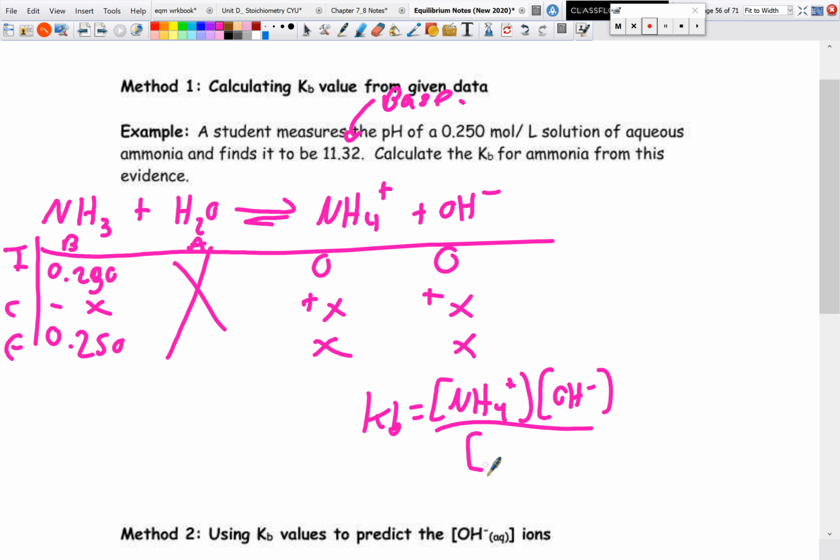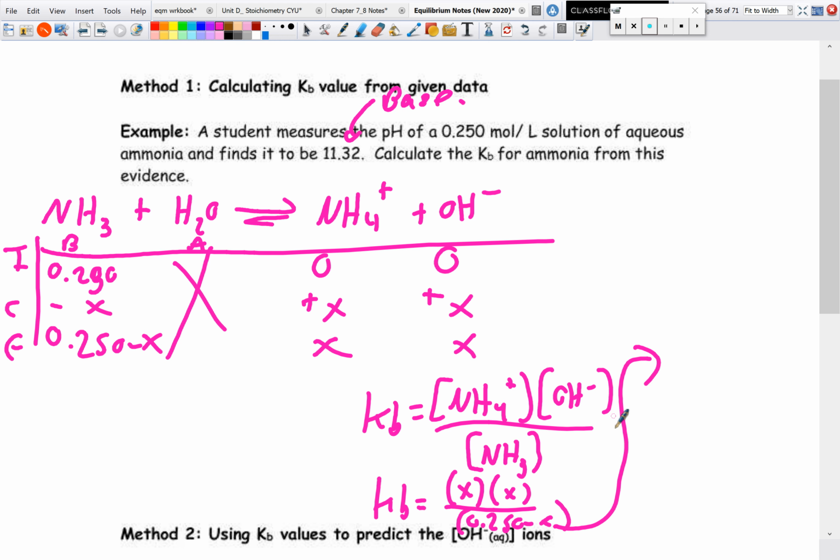The only difference is that now, oh, sorry, I forgot the minus x there for E. And we have these right here. So if we knew the value of x, we can solve our expression, which we should know the value of x because we're given the pH.